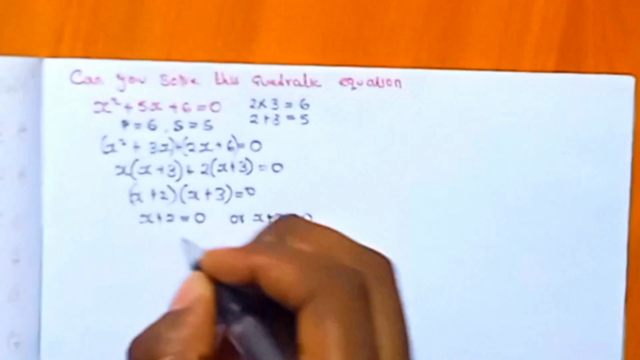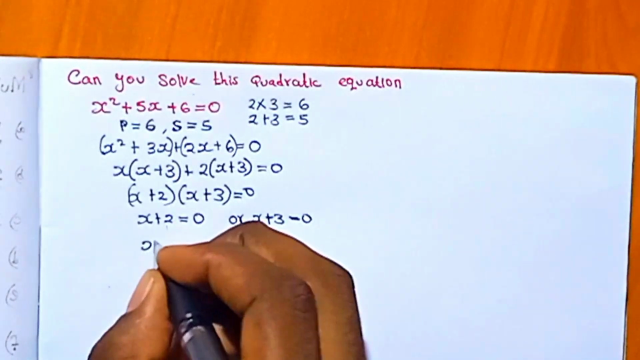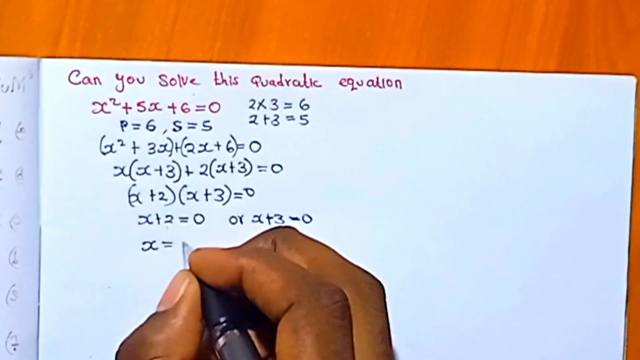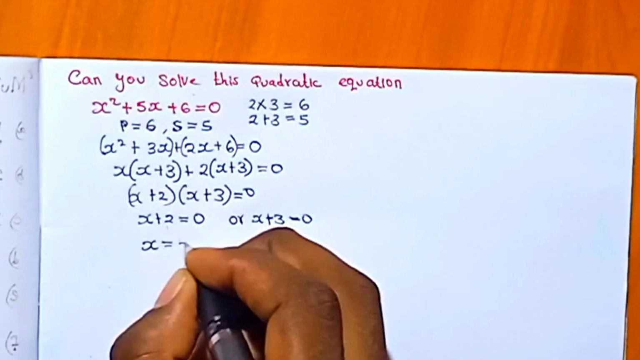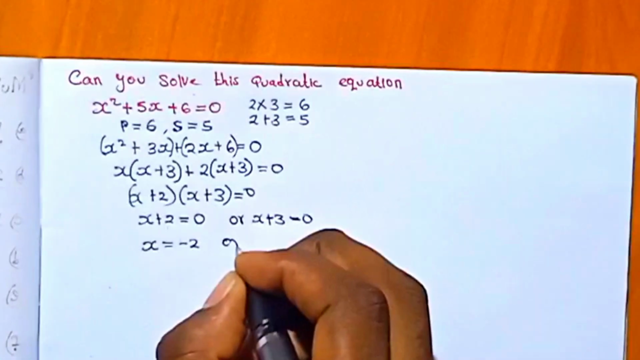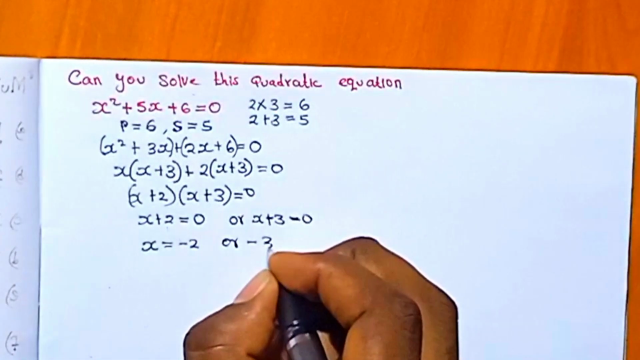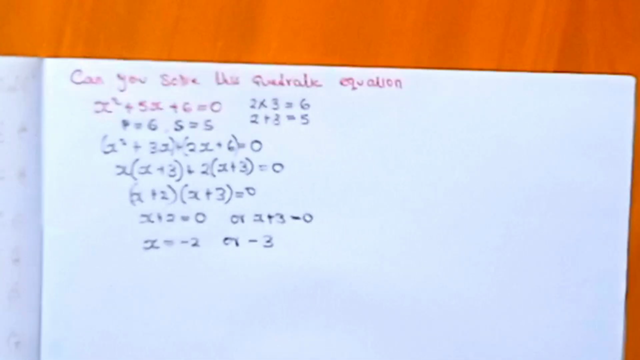So in this case, we take this number to the other side. So we are going to have x is equal to -2 or -3.